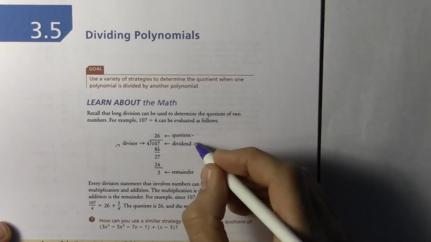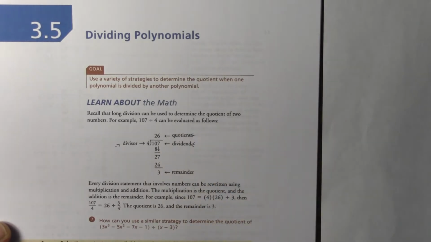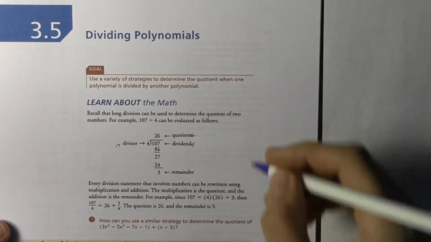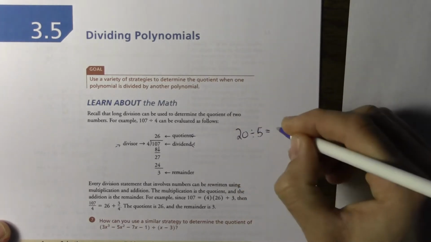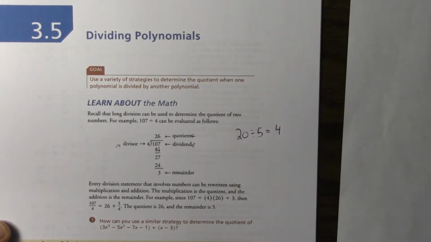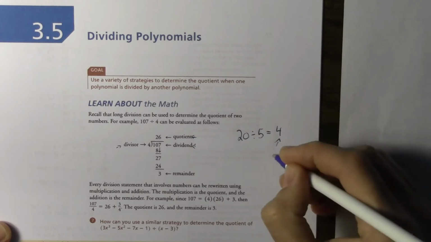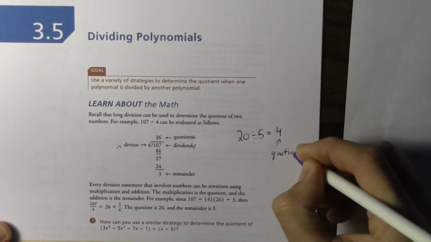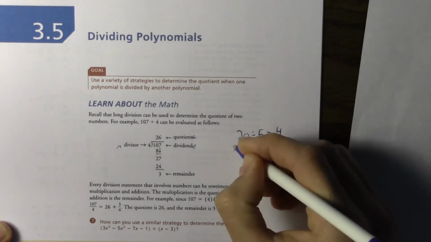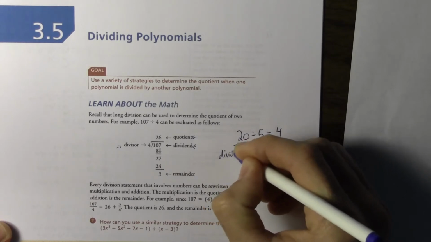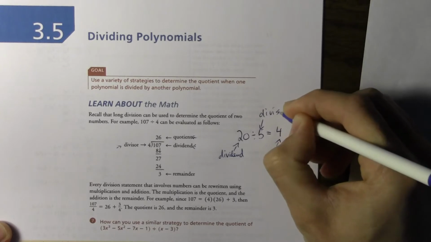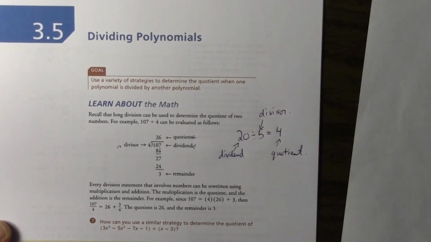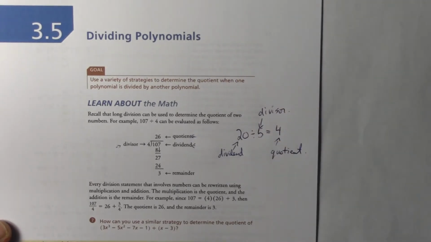So these words are important. It's important you know what each one of these words refers to. Okay, so when I say 20 divided by 5 is equal to 4, you understand that this is the quotient, this is the dividend, and this is the divisor. Okay, that's important. All right, that's going to be a communication type question. So that's really the only important thing here.